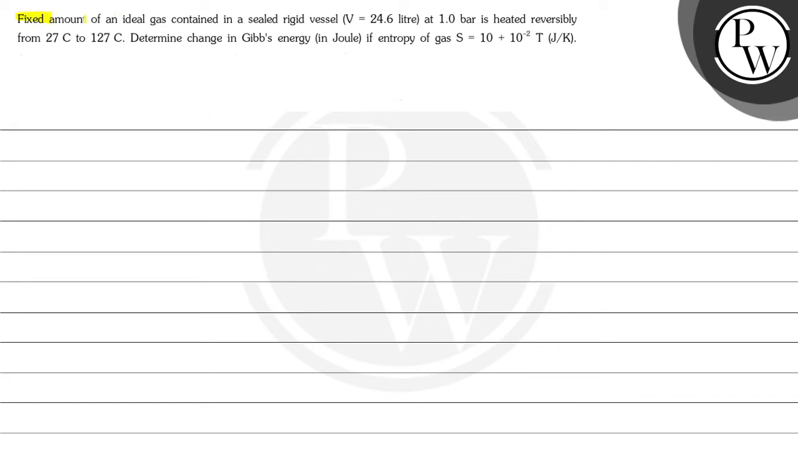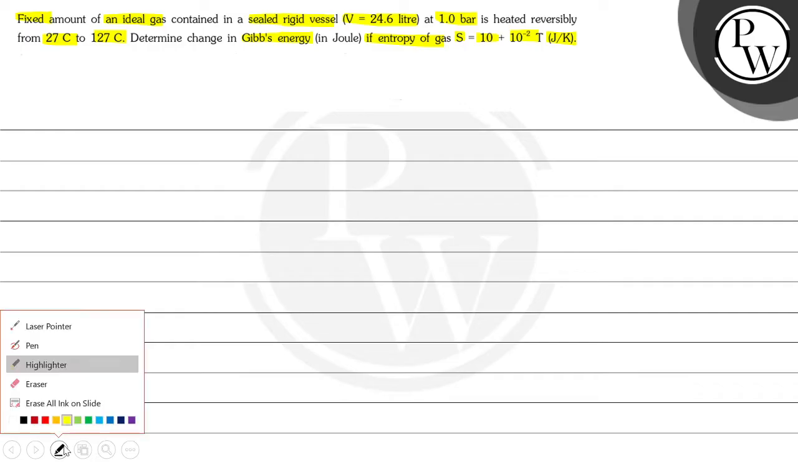Question says a fixed amount of an ideal gas contained in a sealed rigid vessel, V equals 24.6 liter at 1 bar, is heated reversibly from 27 degrees centigrade to 127 degrees centigrade. Determine the change in Gibbs energy in Joule if the entropy of the gas, that is S, is equal to 10 plus 10 raised to power minus 2 T in Joule per Kelvin. Here we have to find out the change in Gibbs free energy, that is del G.